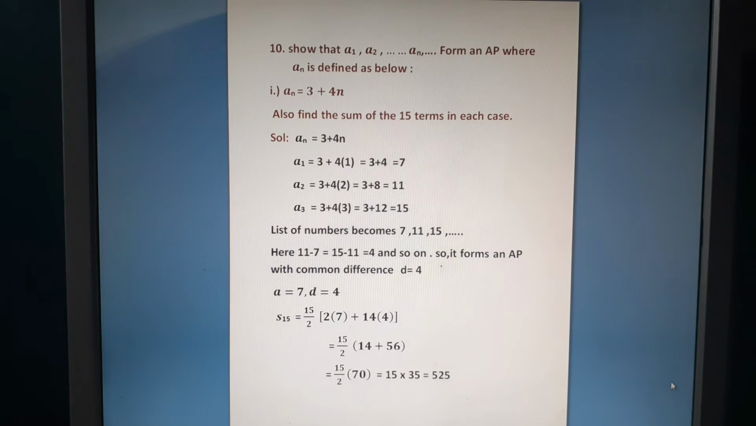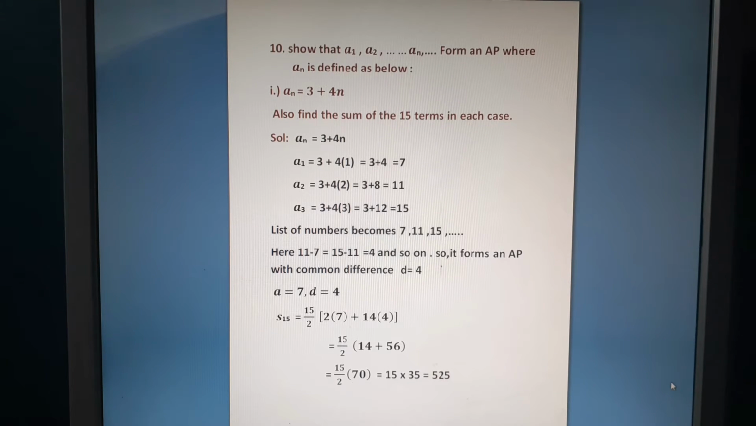Question number 10. Show that a1, a2, etc., an, etc. form an AP where an is defined as below. First one, an is equal to 3 plus 4n. Also find the sum of the first 15 terms in each case. See the solution. an is equal to 3 plus 4n.